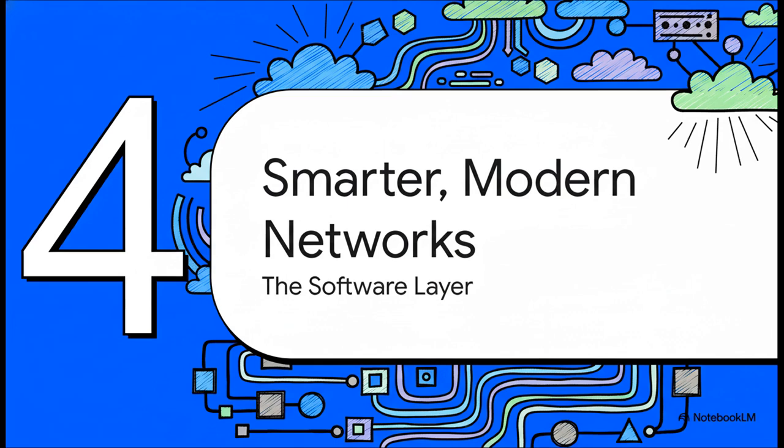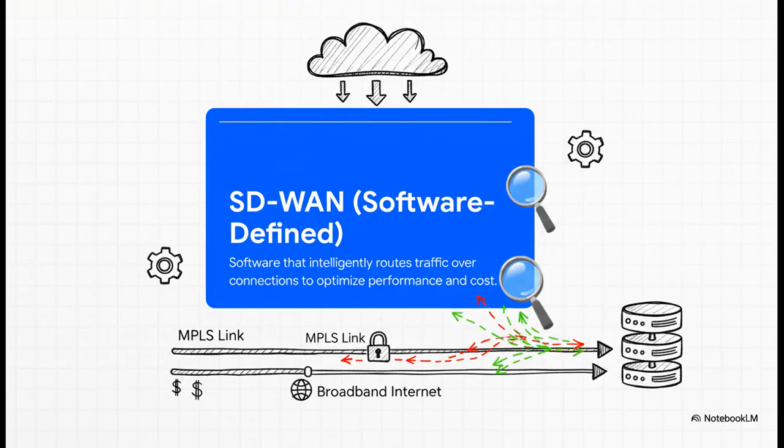Okay, so up until now, we've been talking about the physical stuff, the wires, the hardware, the blueprints. But the real game changer in modern networking, it's not in the hardware. It's happening a layer above all that, in the software. So let me introduce you to SD-WAN, which stands for Software Defined WAN. Now, this isn't another physical layout. It's a layer of intelligence, an overlay that controls the network.